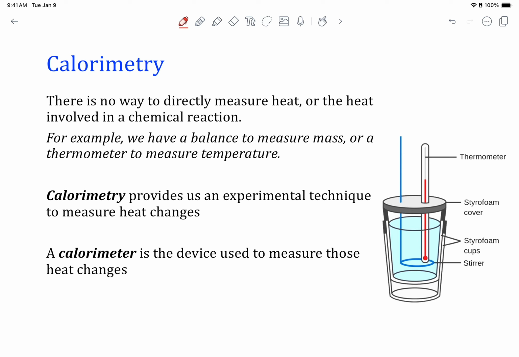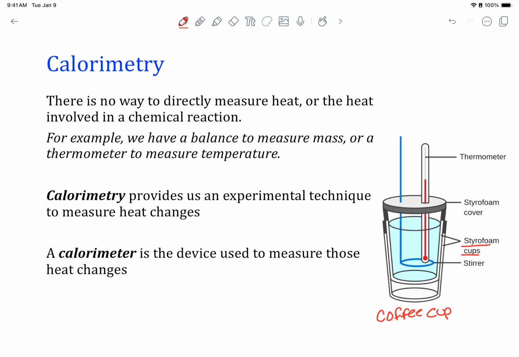The calorimeter is the actual device used to measure those heat changes. And a calorimeter can come in many different forms. So here we have a coffee cup calorimeter. It's literally made out of styrofoam cups. So you put 2 styrofoam cups together. One of those styrofoam cups has water in it. If you know the mass of the water and the mass of whatever sample you're putting in there or reacting in there, you throw a thermometer in there.